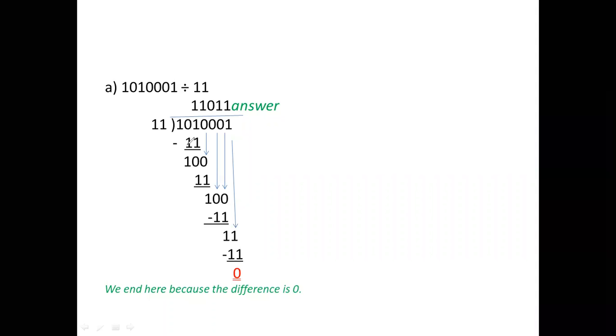1 times 1, 1, that would be 1, 1. We subtract here, 1 minus 1 will be 0. 0 minus 1, we need to borrow from here, so it becomes 2 minus 1, which will be 1.